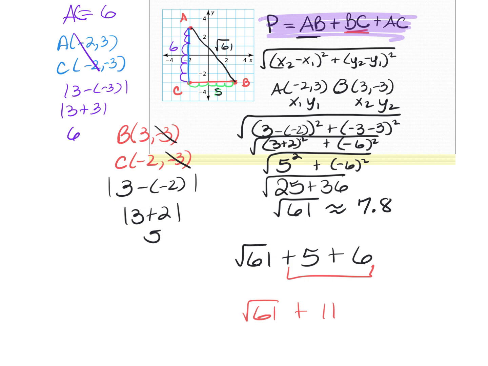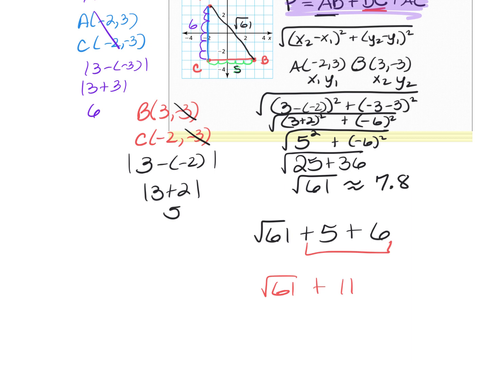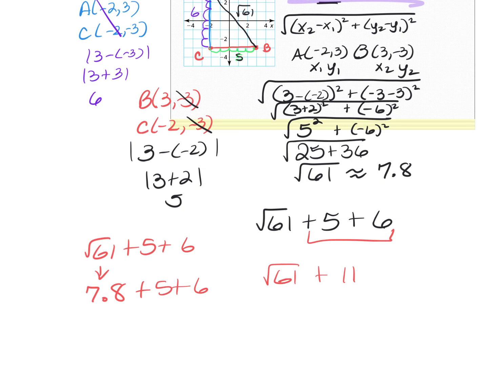If they had told us to use our calculator and round the square root of 61 to the tenths place, this would have been 7.8 plus 5 plus 6, which would give me 18.8. Both of these are units. So perimeter is always just units.